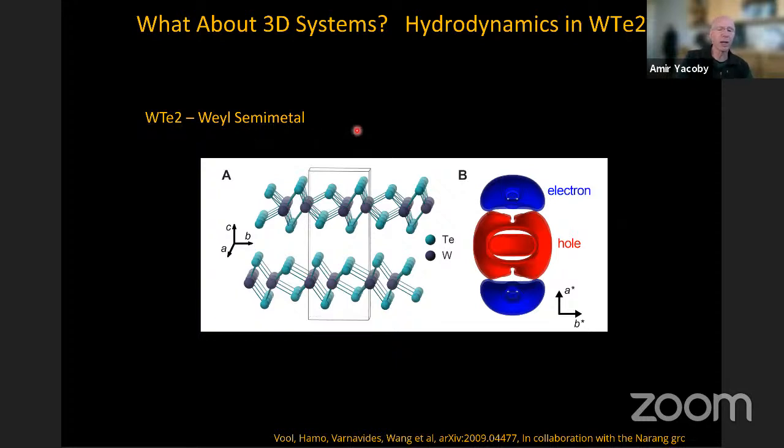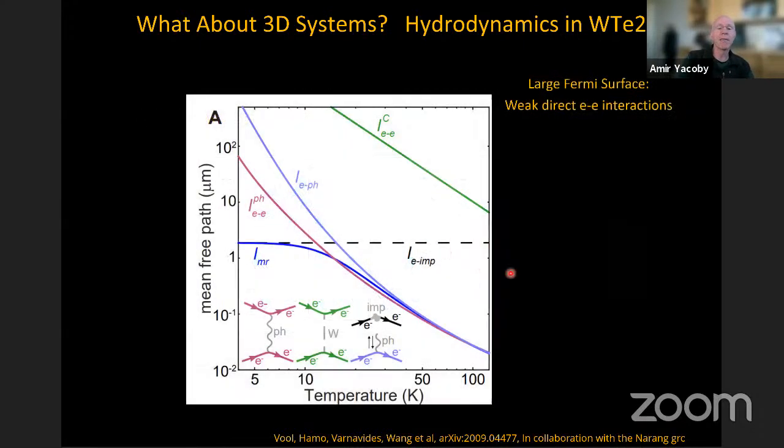Tungsten telluride has a fairly large Fermi surface. It is also a semi-metal. It has both electrons and holes in equilibrium. It's exfoliatable, so we can use thin films of this material. But it has both large hole pockets and electron pockets, which means that the underlying electron-electron interactions should be fairly weak. And in fact, if you look at the mean free paths associated with various mechanisms, you see that the mean free path for electron-electron interaction is very long compared to the impurity scattering length. So there's no chance that this system will be hydrodynamic in the conventional sense.